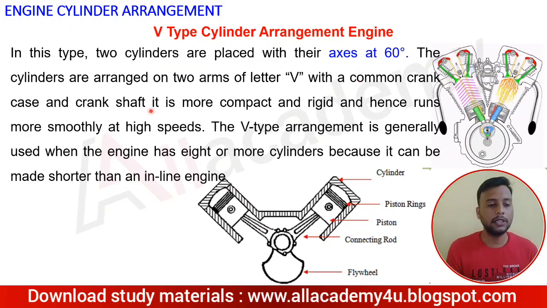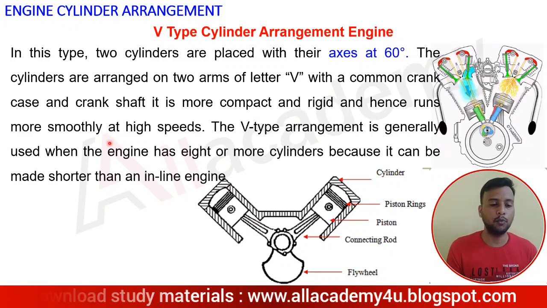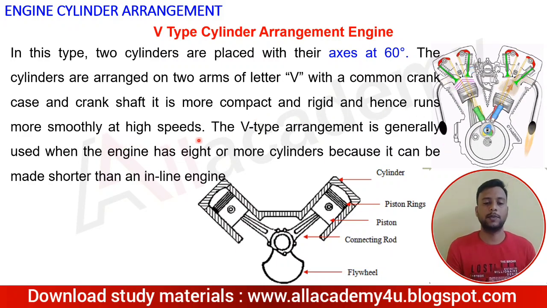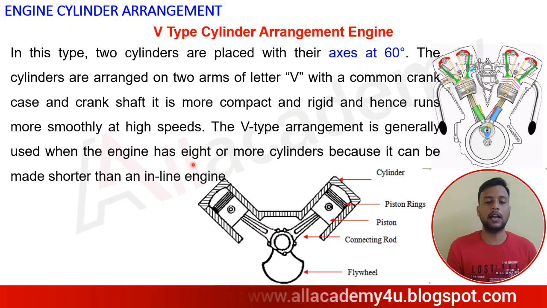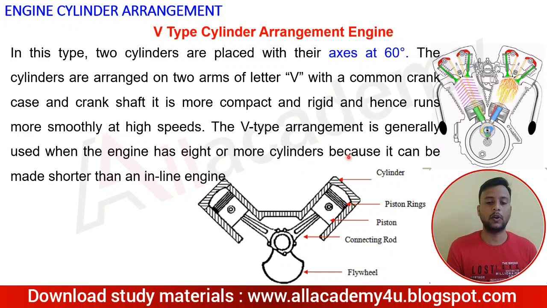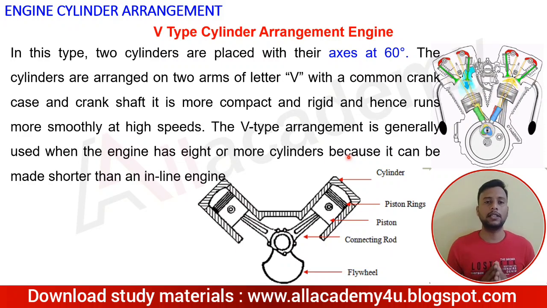With a common crankcase and crankshaft, it is more compact and rigid, and hence runs more smoothly at high speed. The V-type arrangement is generally used when the engine has 8 or more cylinders because it can be made shorter than the inline engine.